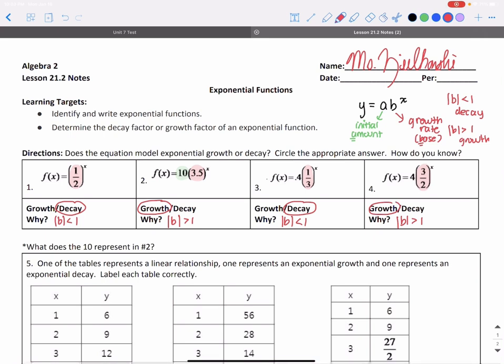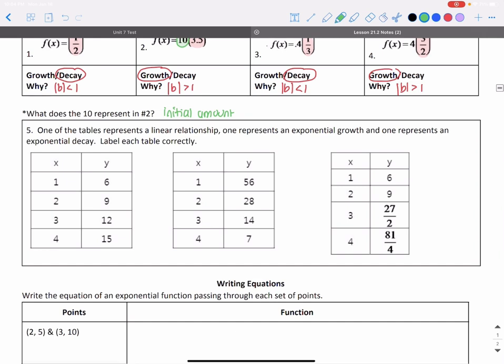I want to know, what does 10 represent in number 2? I already said it. 10 in number 2 represents the initial amount, the amount that you start with. And that's always what the coefficient for that base raised to the x power is going to be. All right, now number 5. One of the tables represents a linear relationship, one represents exponential growth, and the other represents exponential decay. I want to label each table correctly with one of those 3 things.